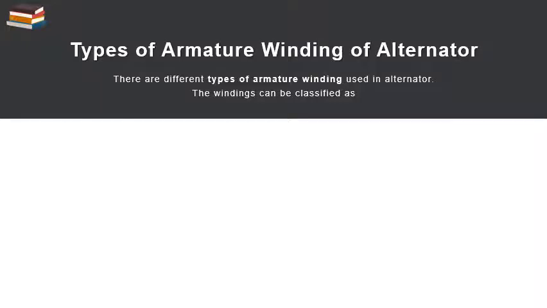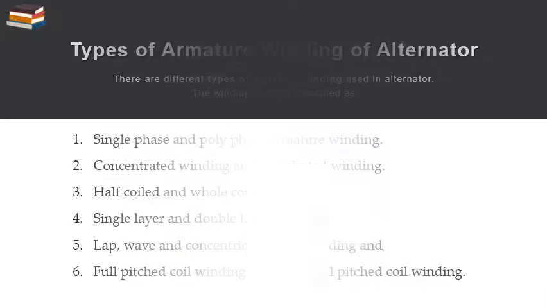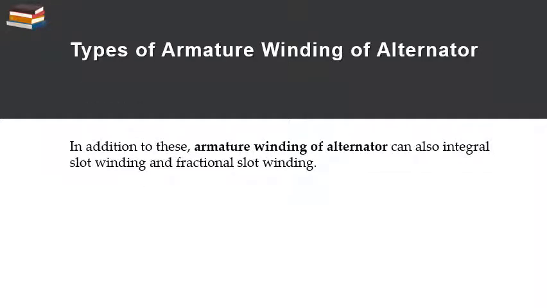The windings can be classified as number 1, single phase and polyphase armature winding; number 2, concentrated winding and distributed winding; number 3, half coiled and whole coiled winding; number 4, single layer and double layer winding; number 5, lap, wave and concentric or spiral winding; and number 6, full pitched coil winding and fractional pitch coil windings. So these are the different types of windings used in alternator or synchronous generator. In addition to these, armature winding of alternator can also be integral slot winding and fractional slot winding.